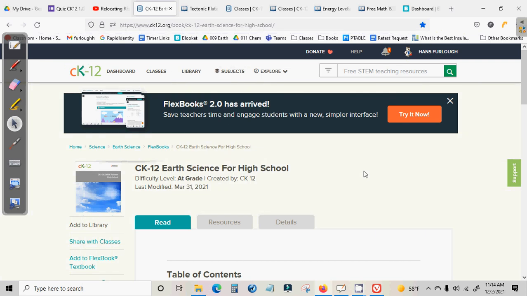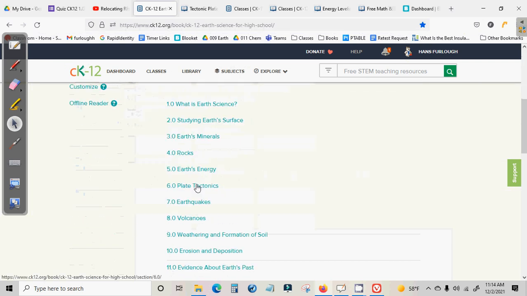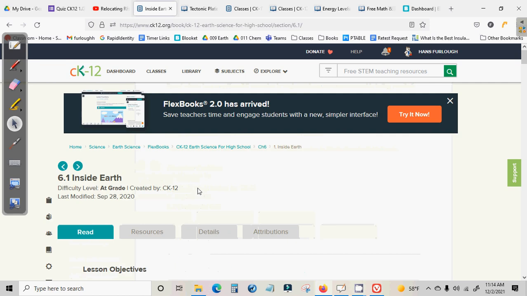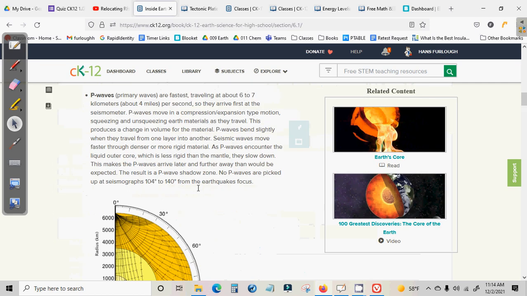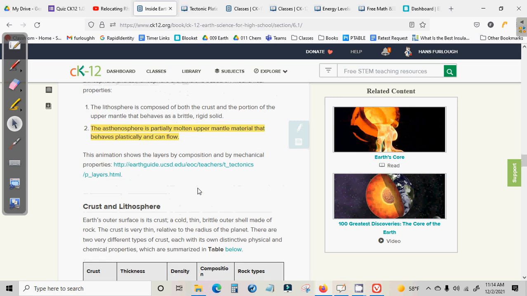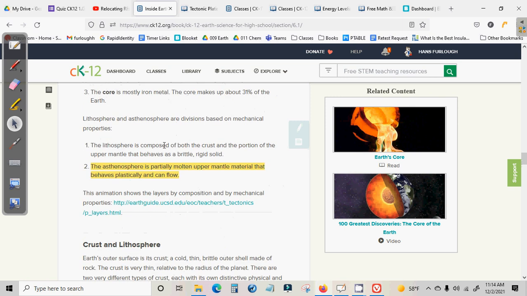So if we go to your textbook, Plate Tectonics, lesson one, all right, and we scroll down, there it is right there. The lithosphere is composed of both crust and a portion of the upper mantle that behaves as a brittle, rigid solid. The asthenosphere is partially molten upper mantle material that behaves plastically and can flow.